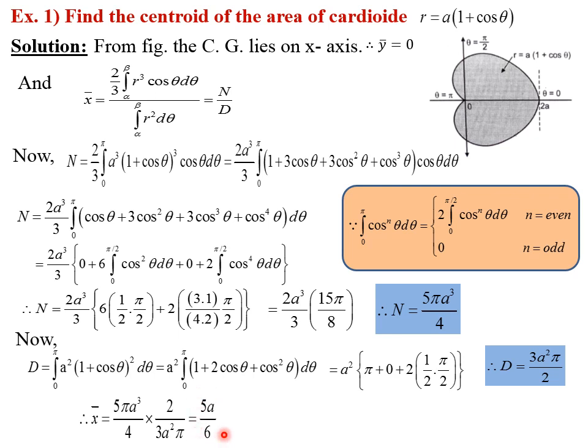And as I already mentioned in the previous slide, whatever may be the coordinate system, either Cartesian coordinate system or polar coordinate system, at the end we will get x bar and y bar as constant values. So here we got x bar equal to 5a upon 6, and already we have defined y bar is equal to 0. So putting these two values in coordinate form, we are getting the CG for the area of the cardioid is 5a by 6 comma 0. So this is the final answer for this example.